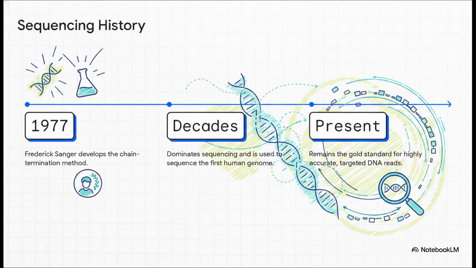And yeah, sure, today we have these flashy next-generation technologies that can read whole genomes in a matter of hours. But Sanger sequencing is still the heavy hitter for pure precision. If a lab finds a brand new mutation with a fancy, fast sequencer, they're almost always going to double-check it using Sanger sequencing because the accuracy for targeted reads is just unmatched.